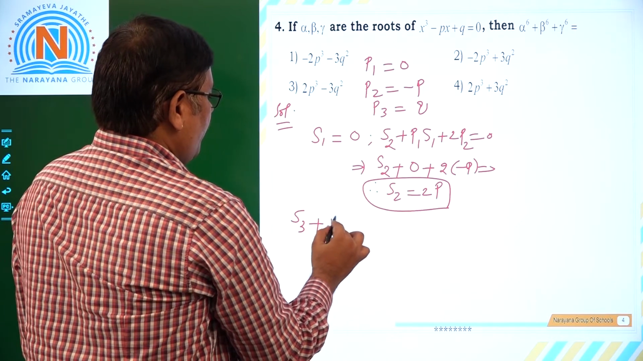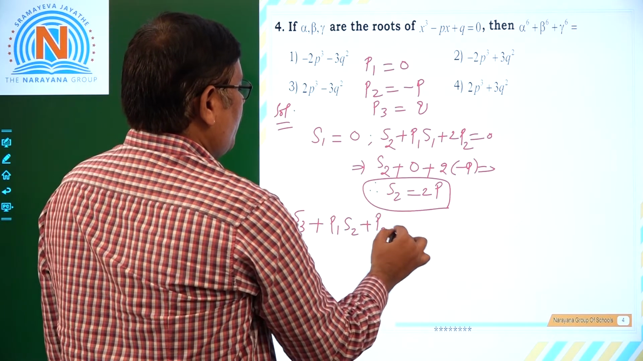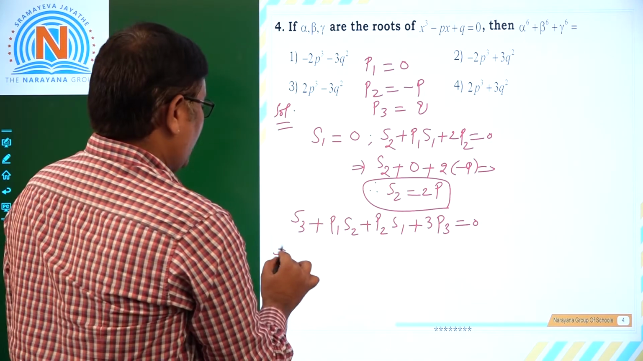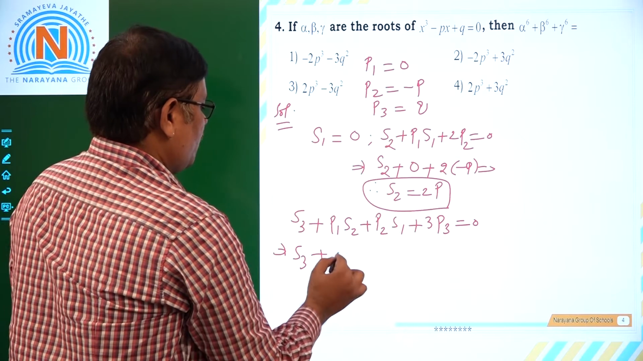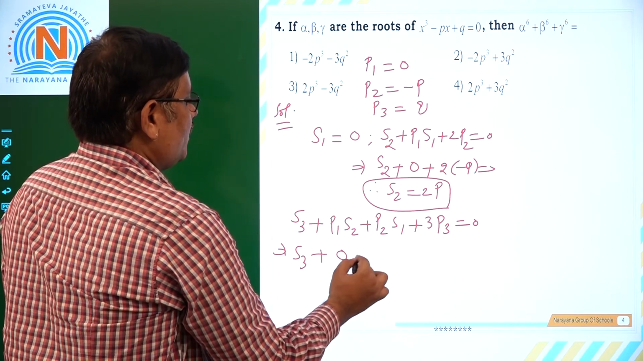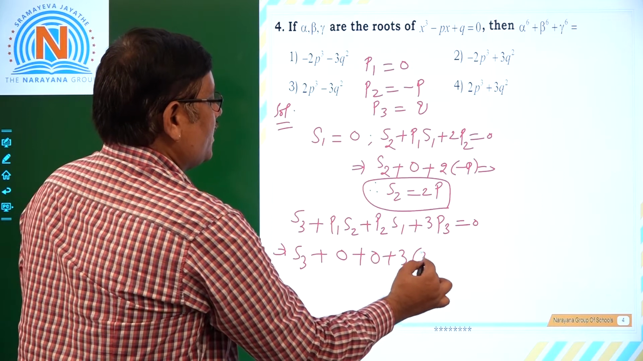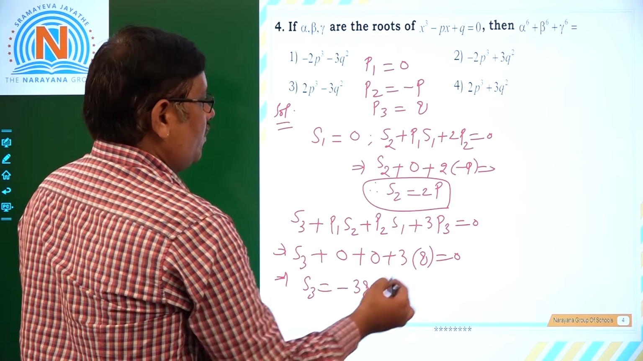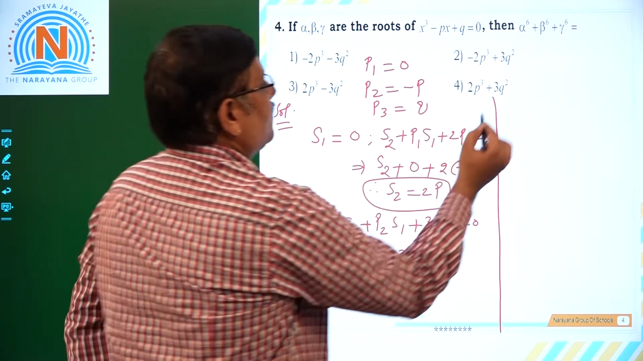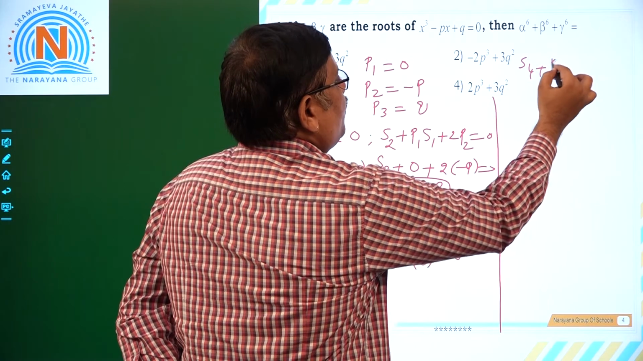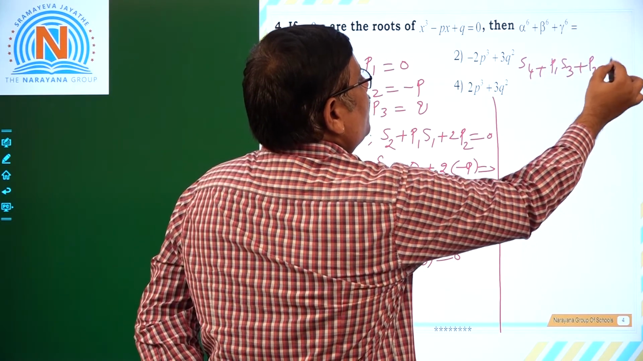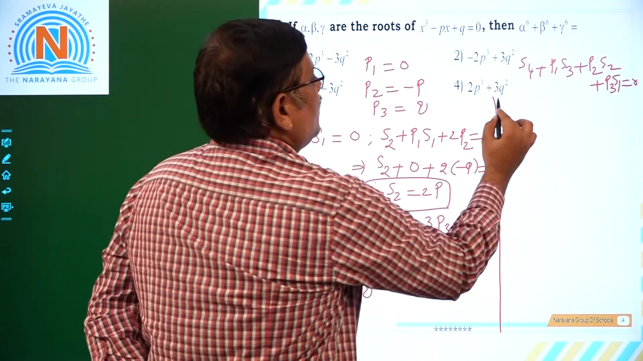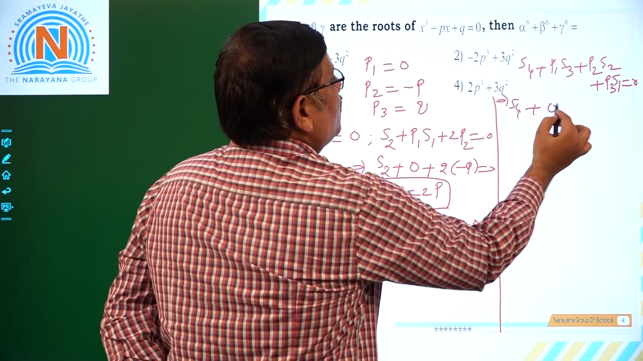S3 plus P1 into S2 plus P2 into S1 plus 3P3 is 0. So that implies S3 plus P1. P1 is 0 of course, so the entire value becomes 0. P2 into S1, given this becomes 0, plus 3 times P3, that is q, that is 0. That implies S3 is equal to minus 3q. Now we have to go for S4, S5 as well as S6. S4 plus P1 into S3 plus P2 into S2 plus P3 into S1 is 0. Okay, that implies S4 plus P1 is 0.